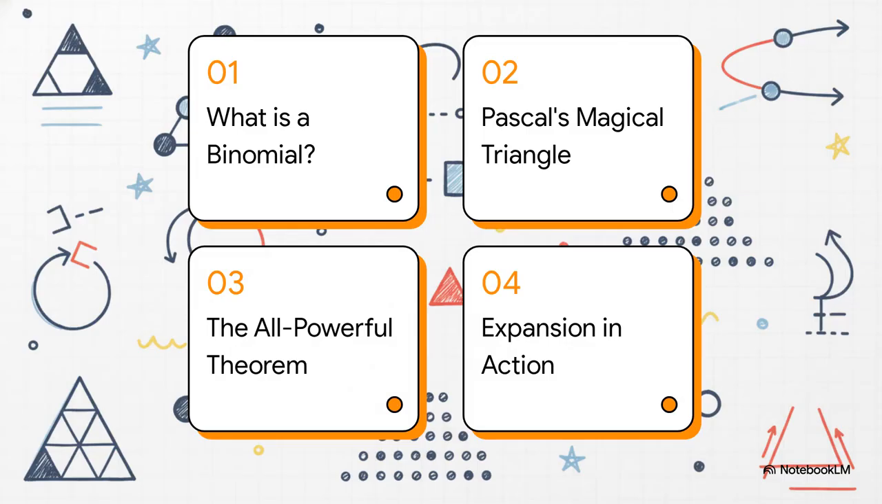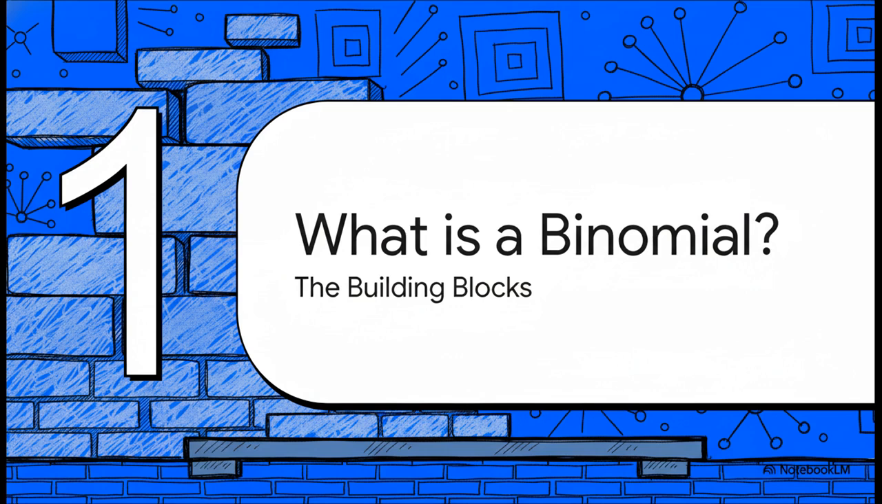We're going to start with the absolute basics, like what even is a binomial? Then we'll check out our first awesome tool, a neat visual trick called Pascal's triangle. From there, we'll level up to the binomial theorem itself. And finally, we'll get our hands dirty and see how it all works with a couple of examples. Right, first things first, before we can expand anything, we've got to be crystal clear on what a binomial actually is. Let's build a solid foundation.